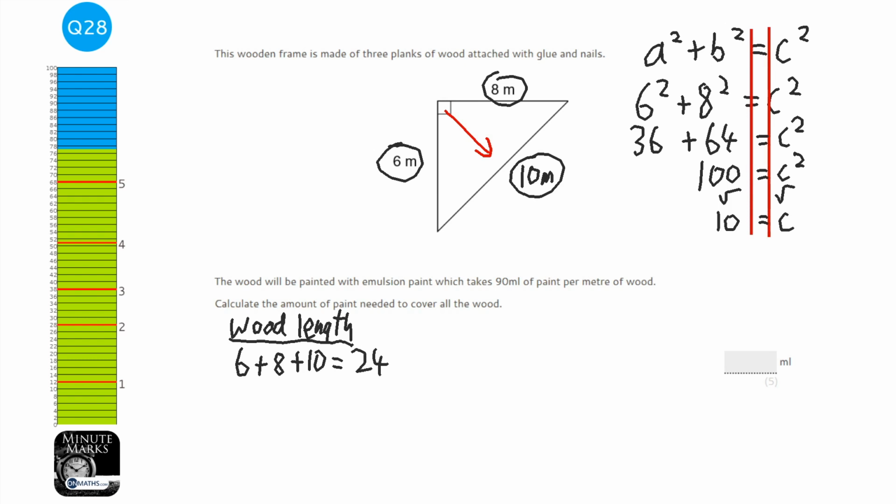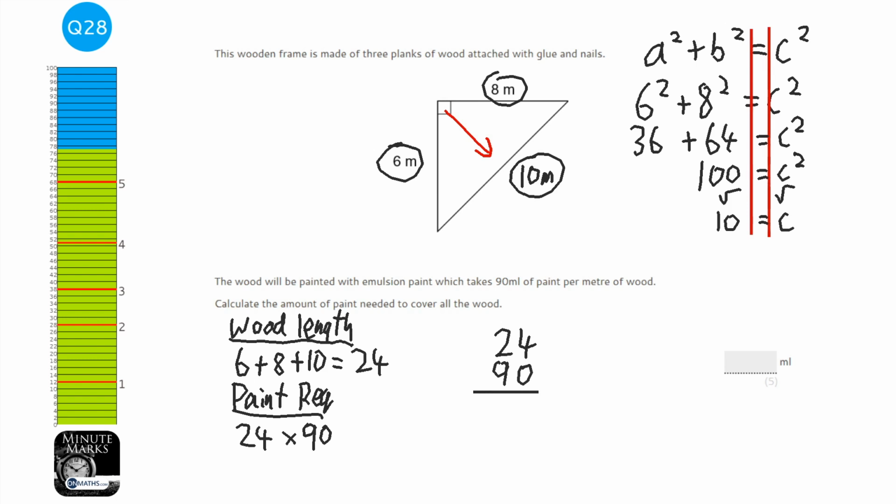Okay. And then to work out the amount of paint required, so paint required, I need to do 24 because we've got 24 meters of paint times 90 because it's 90 milliliters per meter. So we can do this with the grid or column method, doesn't really matter which one. I'll do the column, why not?